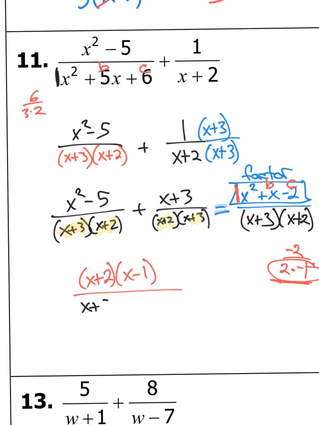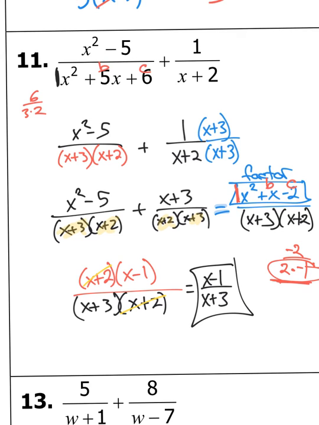Denominator is x plus 3, x plus 2. And again, the reason why I'm not FOILing any of these out is because a lot of times in the end, you'll see that something's going to cancel out. I'm just left with x minus 1 over x plus 3, and that's my answer. Can't cross out the x's, can't do anything else.